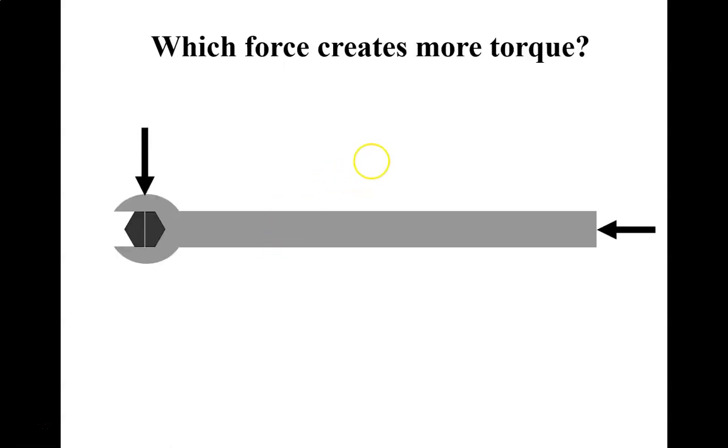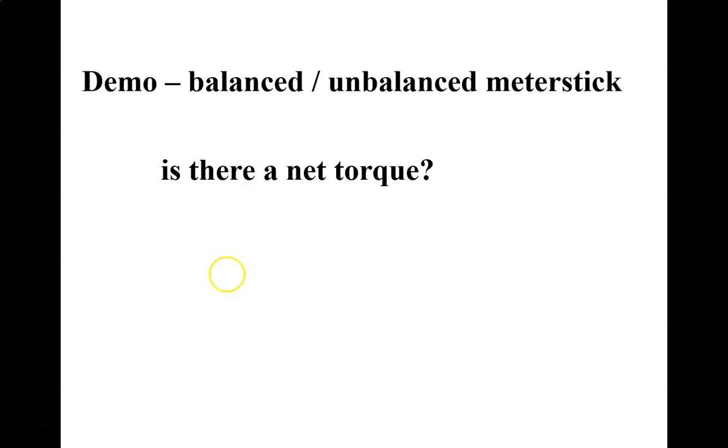Okay, so if I were to ask you a question here, which of these arrow forces creates more torque? Well, the answer would be neither. They both create zero torque. Any force that points through the axis of rotation creates no torque. Both of these point through the axis of rotation. Neither will cause rotation, and so they create neither.